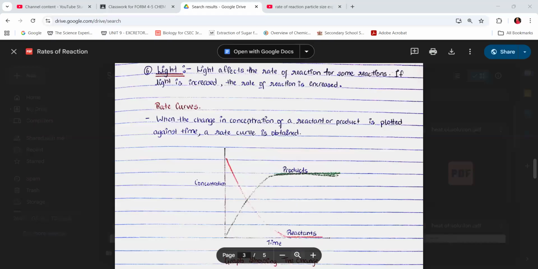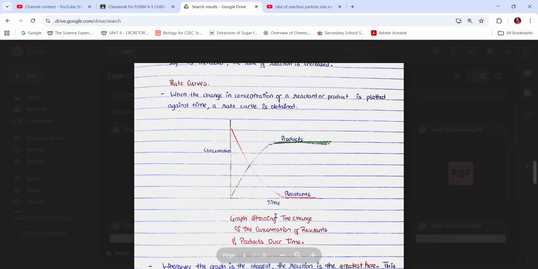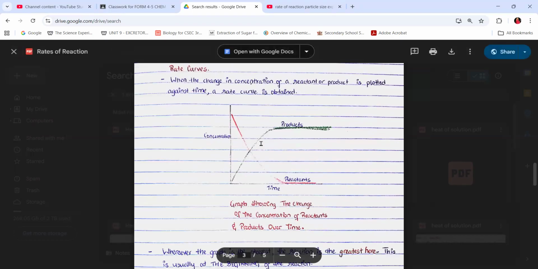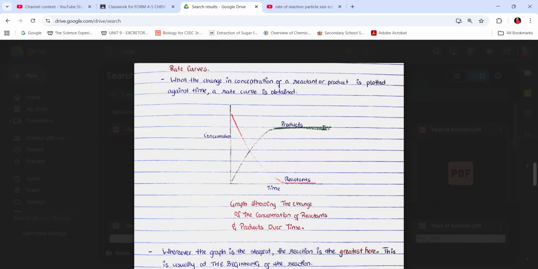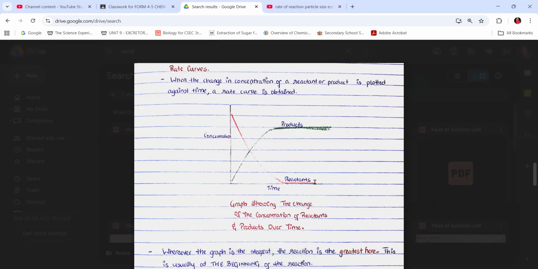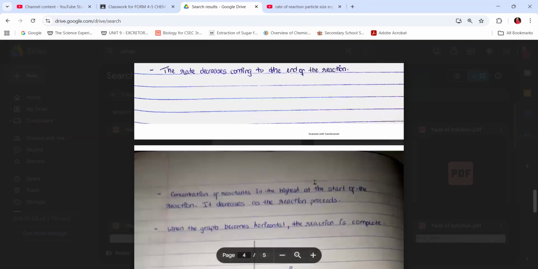All right. Light could work for some reactions, like for instance, photosynthesis. Light actually increases the rate of reaction. So the more light plants are given, the faster they photosynthesize. When you are plotting curves, these are the curves that you plot. Products, their concentration will increase. Reactants, their concentration will decrease. So this is basically the typical shape that you would take, right?